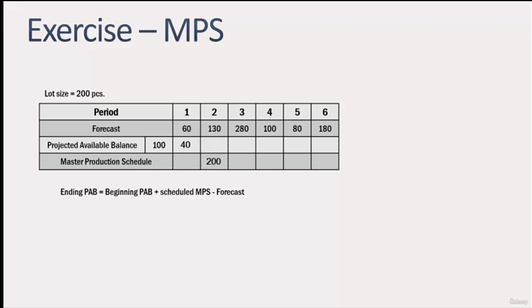Since the lot size is 200 pieces, we can run the formula again. 40 pieces as the beginning PAB, plus 200 pieces for the MPS receipt, minus the forecast of 130 equals 110 as the ending PAB for period 2. Remember, whenever you have a negative PAB, you must schedule an MPS. This is a very important point to remember.